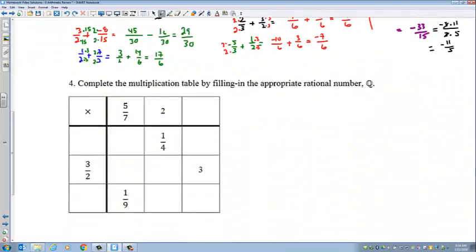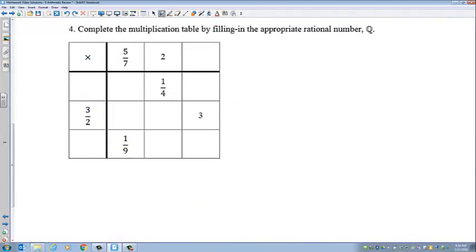So down here on number 4, we want to complete the multiplication table, again, by filling in the most appropriate rational number. And so let's see how this works. Let's pick two numbers. Let's figure out what goes right here. This is probably the easiest one to do. So a multiplication table works. You take 2 times this, 3/2, and that's going to give us question marks. So you're going to take 2 times 3/2.